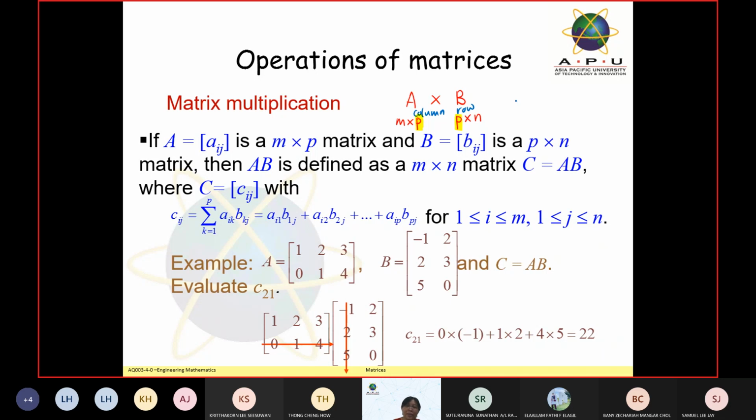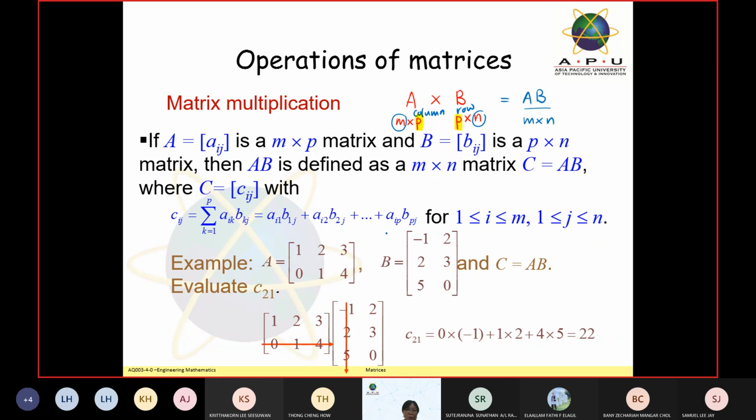Then for the answer that you get, what is the order? The order of the matrix will be m by n. The order of the multiplication of the matrices will be m by n. So please take note of this.